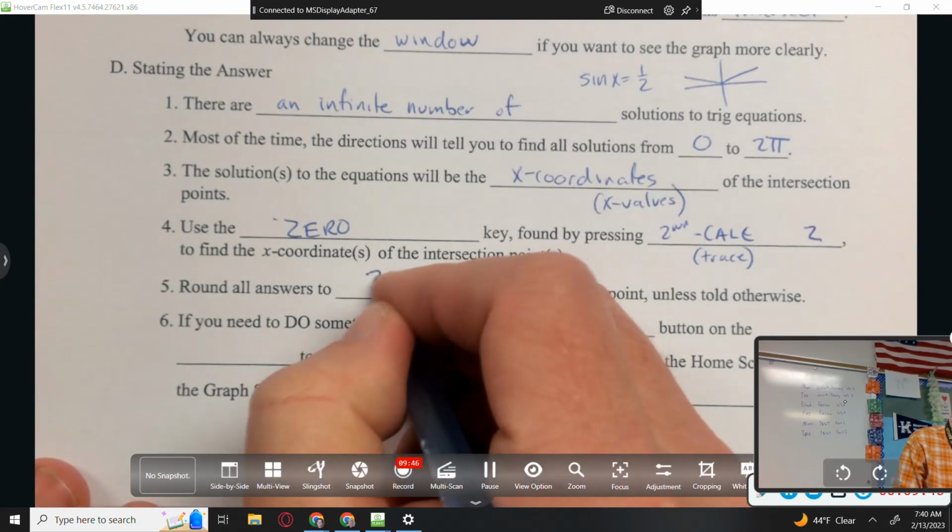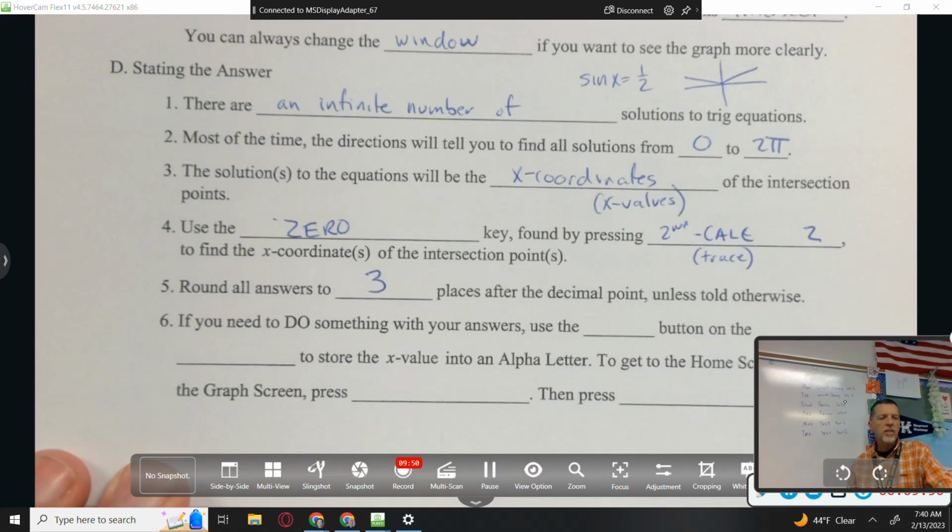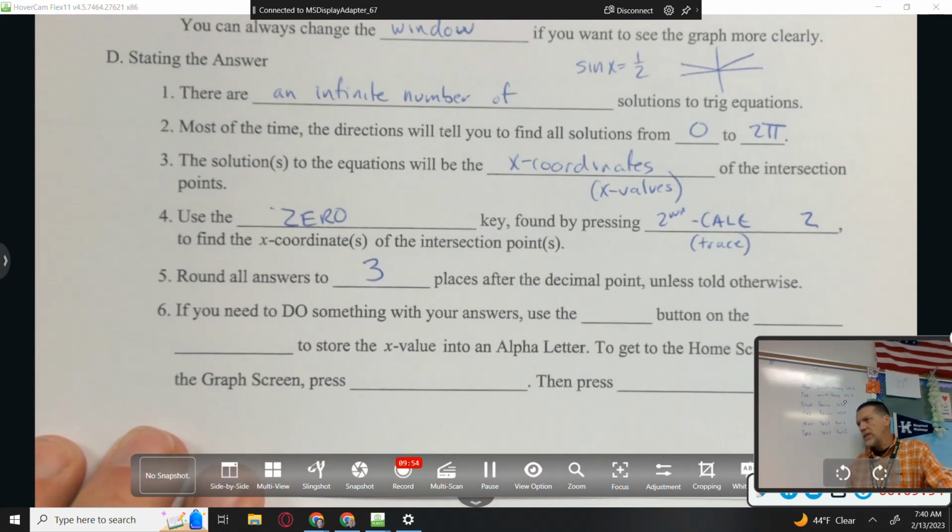Round all answers to 3 decimal places, 3 places after the decimal point, unless told otherwise. The reason is that on the AP test next year, it's 3 decimal places. So we try to just get used to that now. So 3 decimal places.